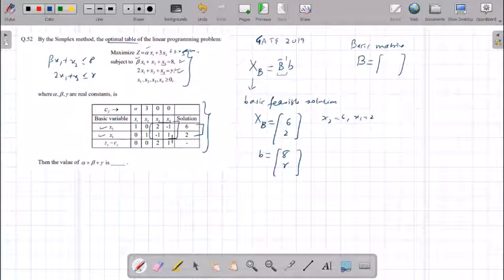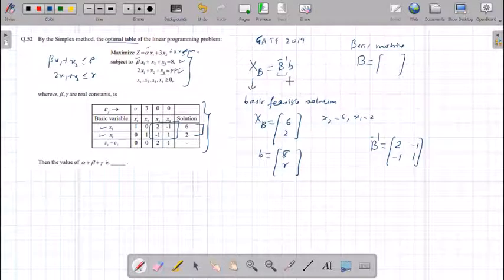I'm repeating the technique to read B inverse. You read the current column vectors of the basic variables present in the first simplex table, and for a less than or equal to type problem, the slack variables are always the original basic variables. So the columns under x3 and x4 in this table give B inverse. So 2, minus 1, minus 1, 1.